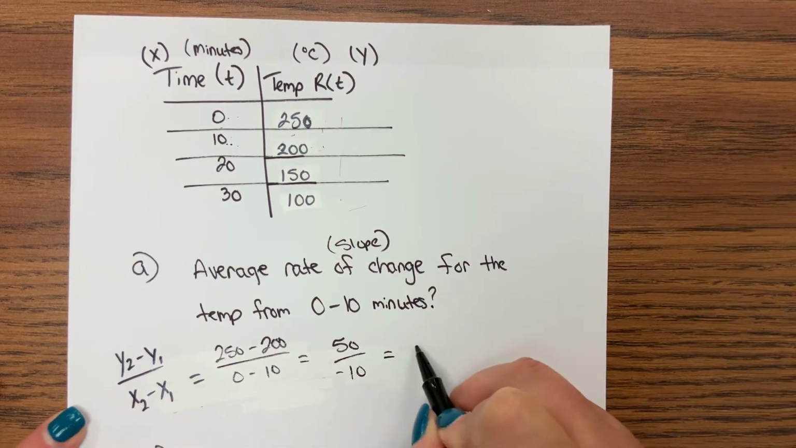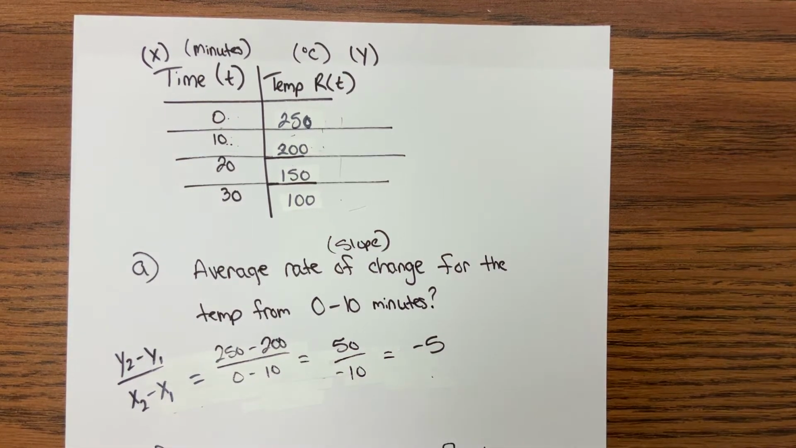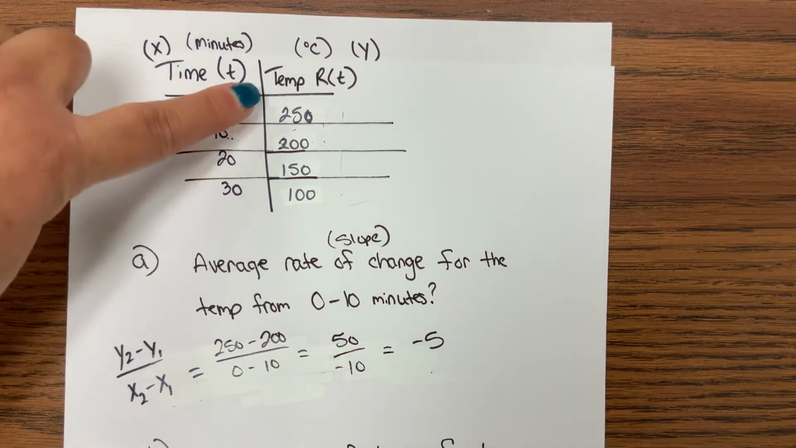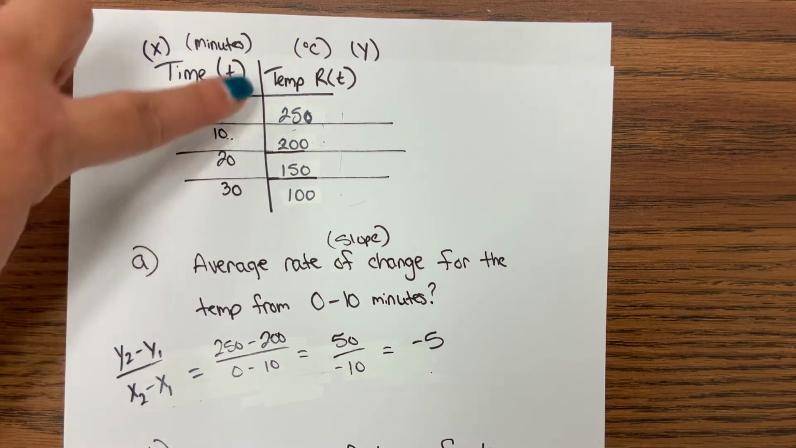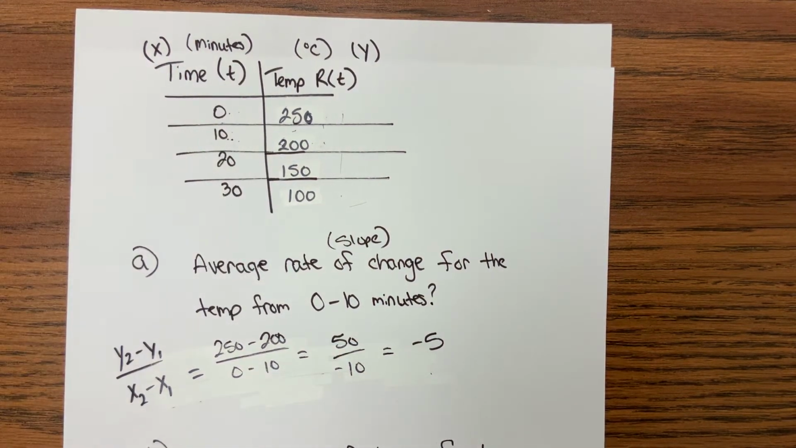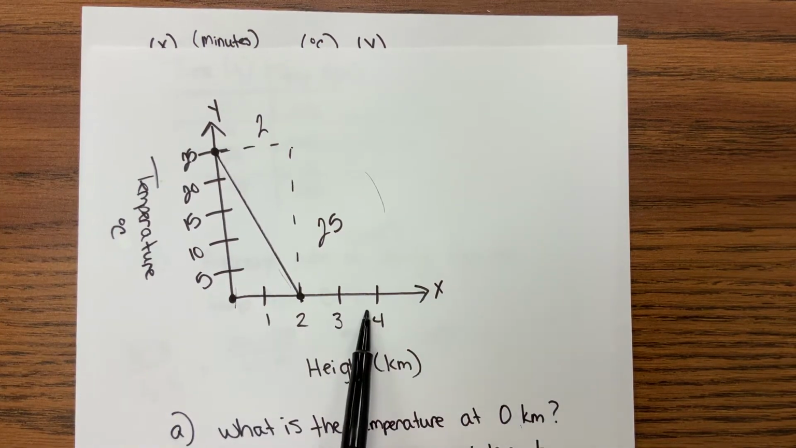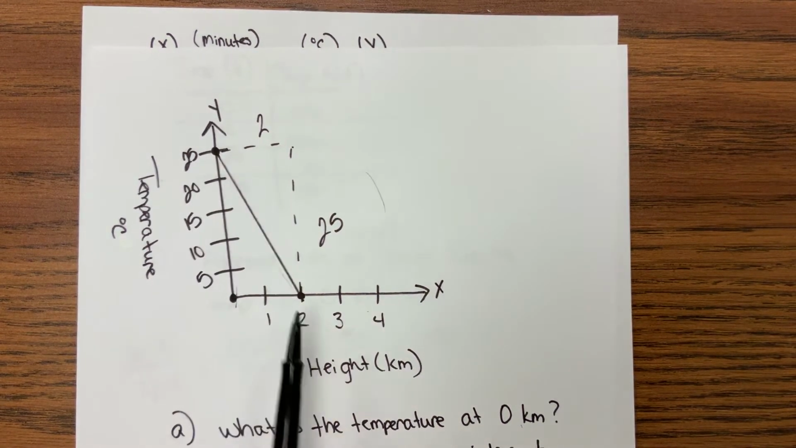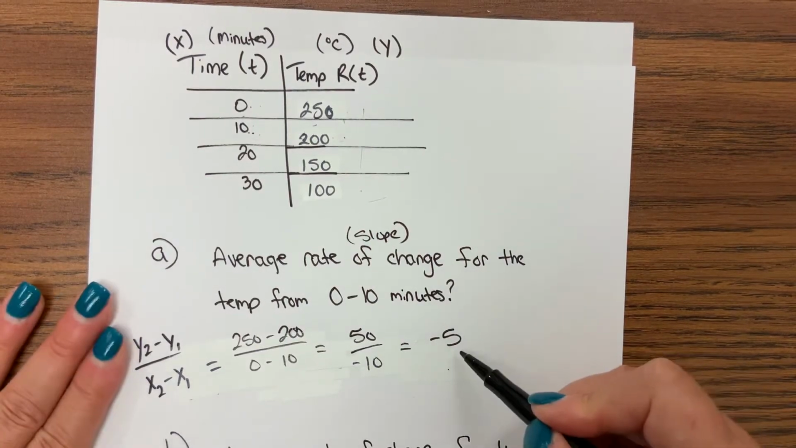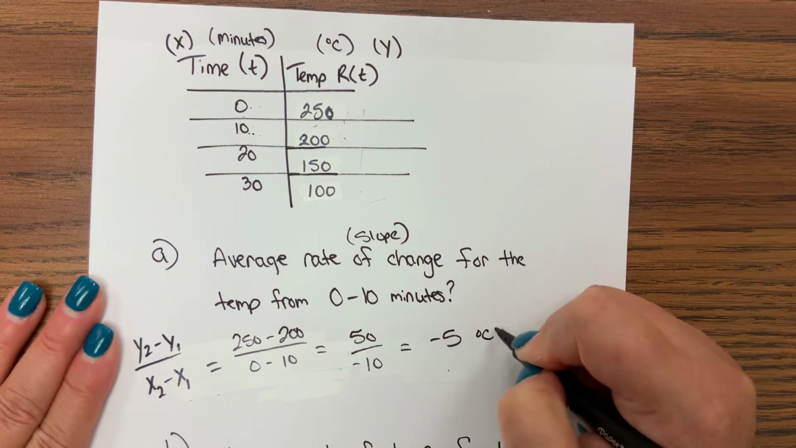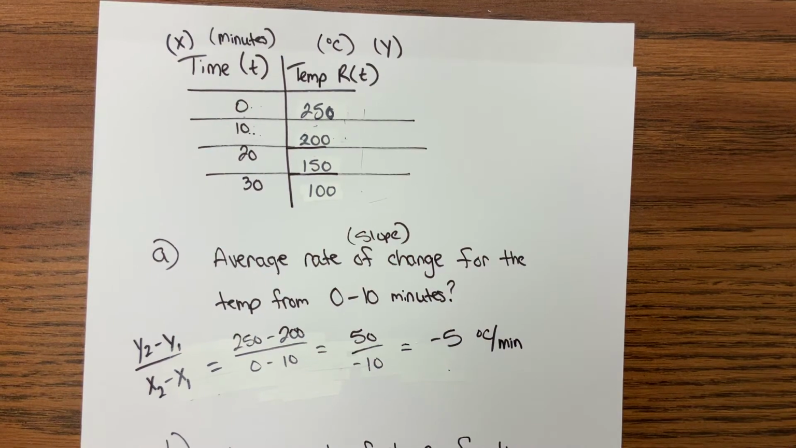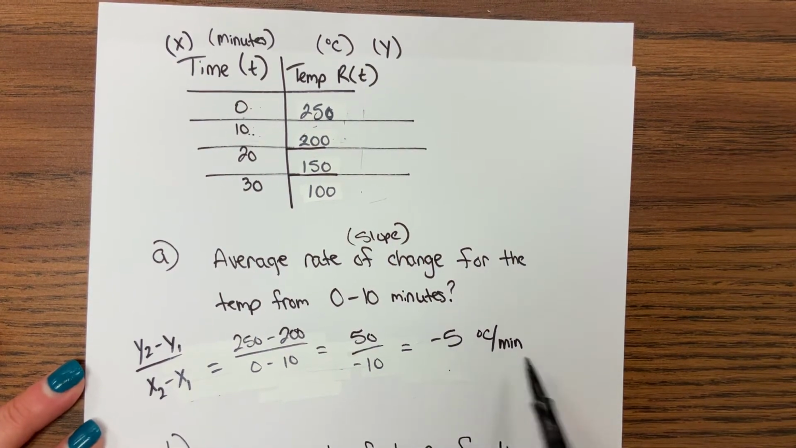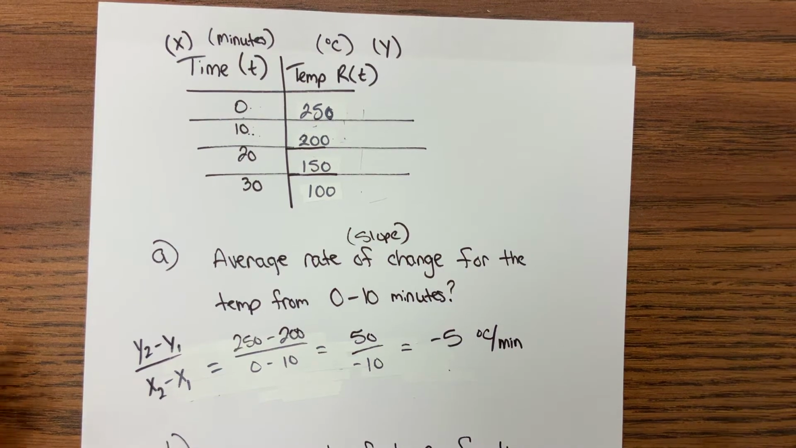And then if I reduce that, it's a negative 5, because remember, we already determined that this was a negative slope. It's like the one we did before. As the time is increasing, the temps are decreasing. Time increasing, temp decreasing. It was the same on this one. The height increasing, the temp decreasing. Same concept. So this would be a negative 5 degrees Celsius per minute. It's a decreasing change of 5 degrees Celsius per minute. The temp's going down, okay?